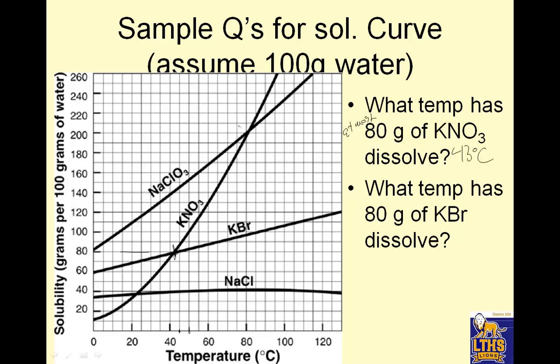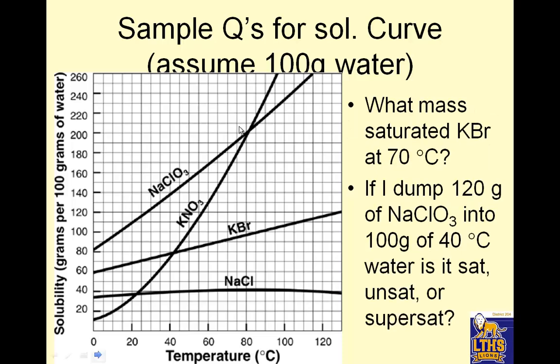What temperature has 80 grams of KBr dissolved to saturate it? Here's 80 KBr. Hey, that's the same one. That's 43 degrees Celsius. What mass saturates KBr at 70 degrees? It's a little bit above 90. I'll call it 92 grams.